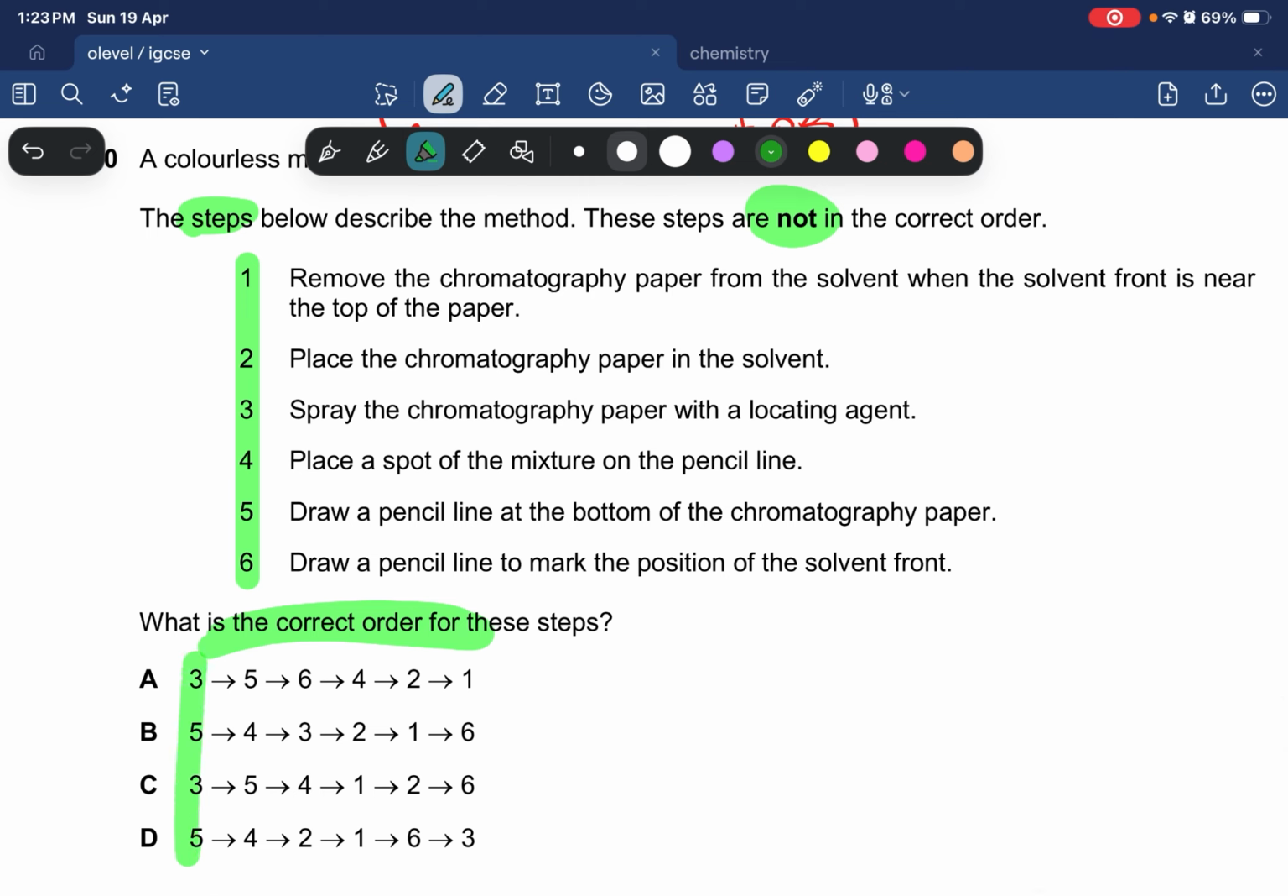So first let's read 3. Spray the chromatography paper with a locating agent. 5 says draw a pencil line at the bottom. Firstly, I'm going to draw a pencil line, obviously. So first draw a pencil line. Then it's 4. Place a spot on the mixture. Okay. Then either it's 3 or 2. 3 says spray the chromatography paper with locating agent, and 2 says place the chromatography paper in the solvent.